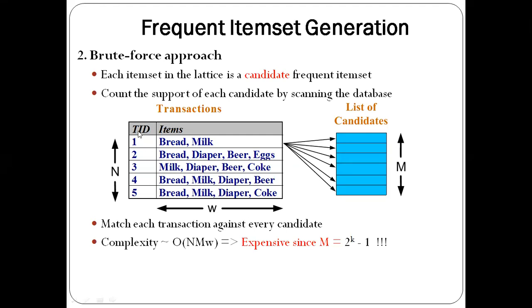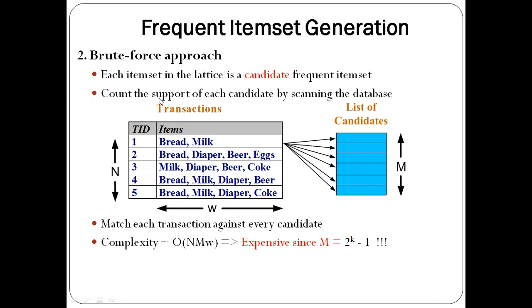And then if you consider two elements, bread and milk, bread and diaper, bread and beer, bread and eggs, and then milk and diaper, and so on, those are the candidate two item sets. Like that, we will be generating many candidate item sets. All those candidate item sets will be compared with the transactions. If they are present in a transaction, then the support count of that item set will be incremented.